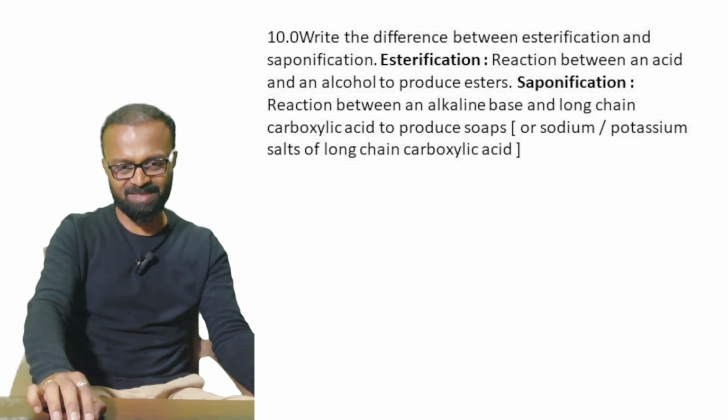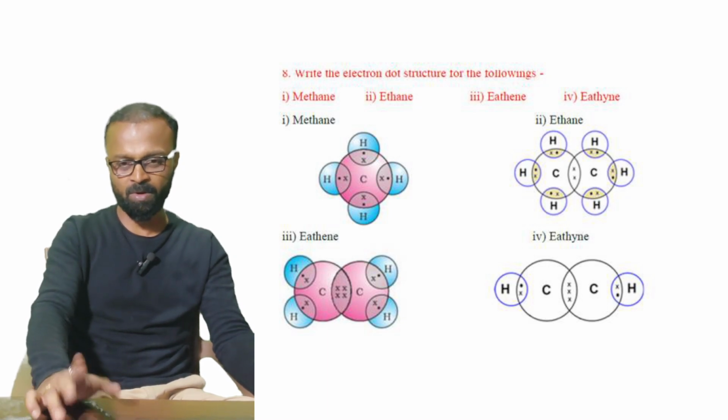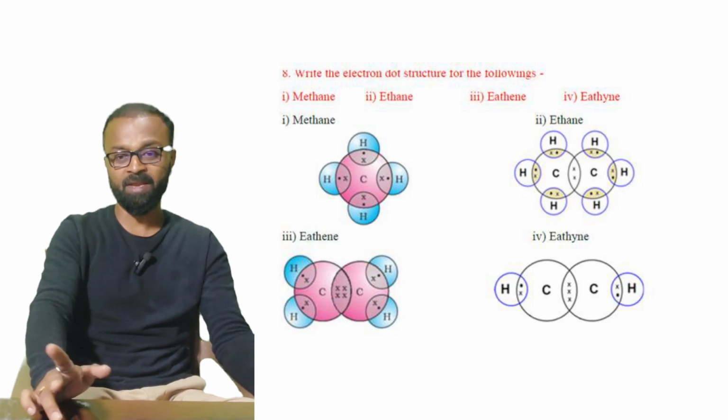So at the last screen, and this is an extra question after the 10th question, you can see here the dot structure, how they are given. This is for 4 marks. Methane, ethane, ethene, ethyne.